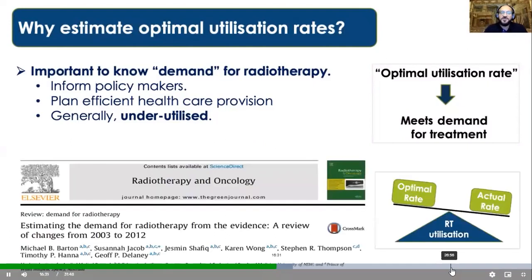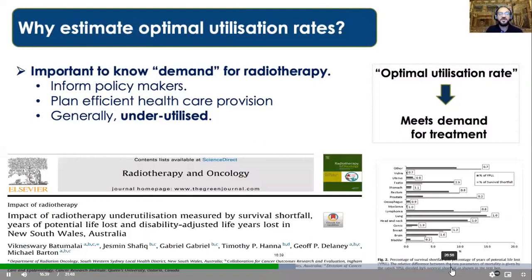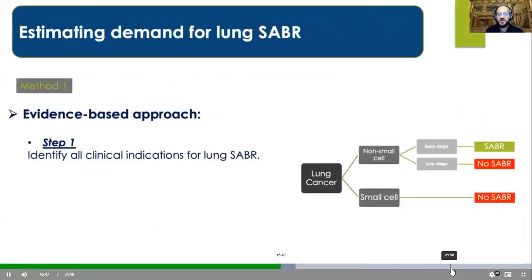Unfortunately, from the literature, we already know that radiotherapy in general is quite underutilized, and this is pretty much in every country, not just in Australia. We also know that this underutilization has a negative impact on patient survival, leading to losses in years of potential life. There's more than one way to calculate the demand for any treatment.